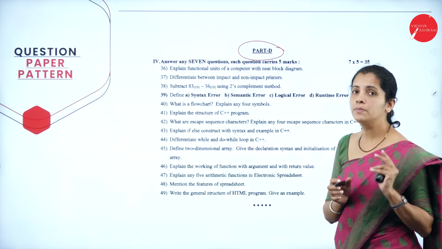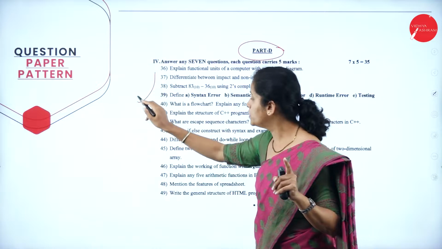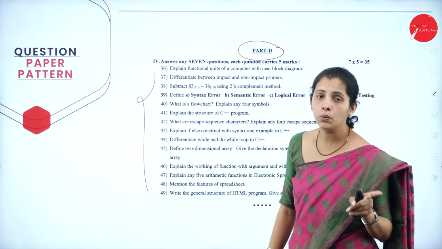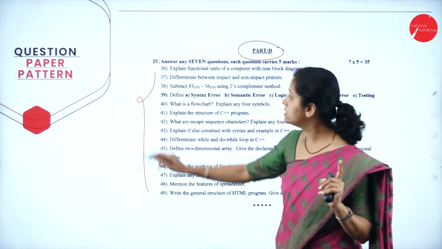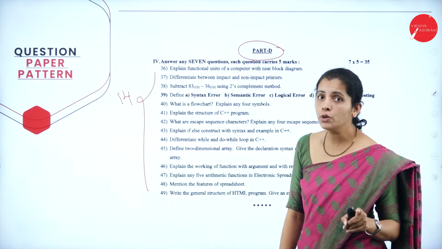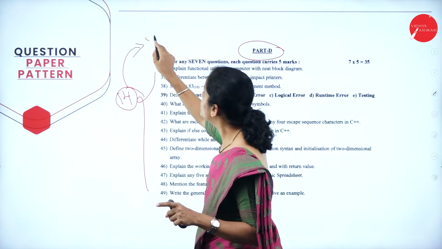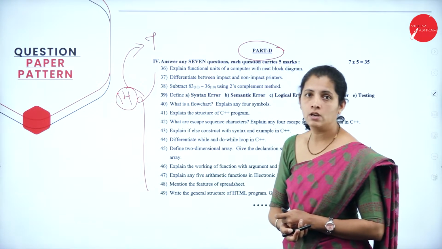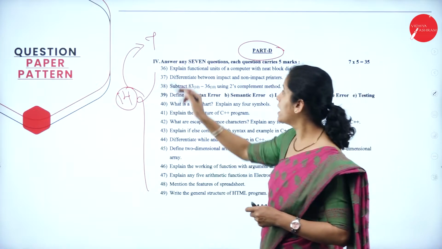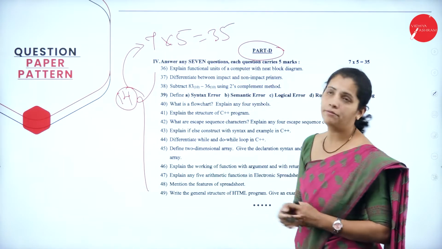Dear student, please make a note here. Under Part D, I'm going to get 14 questions. Out of 14 questions, I'm going to write the answer for only 7 questions. And each question carries 5 marks. So, the total is 35.